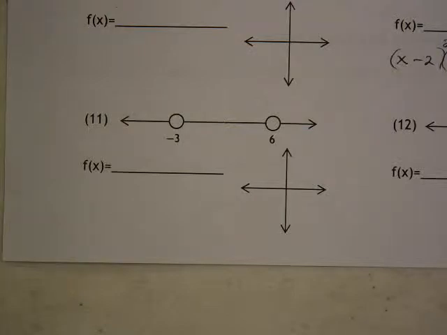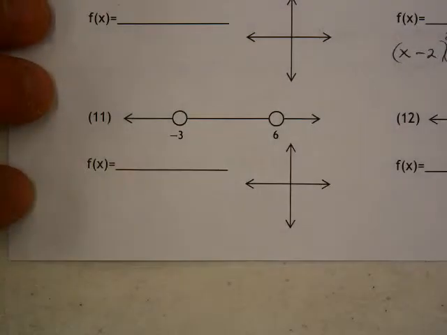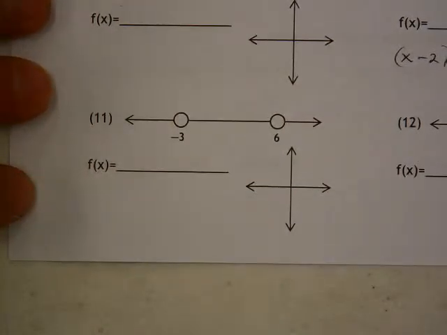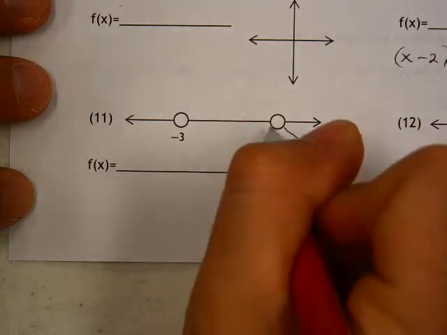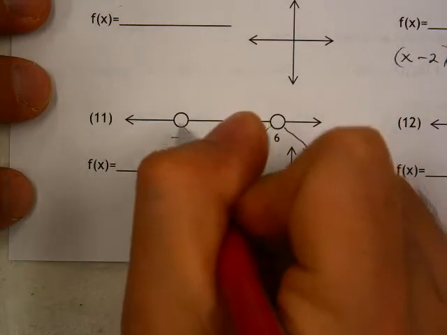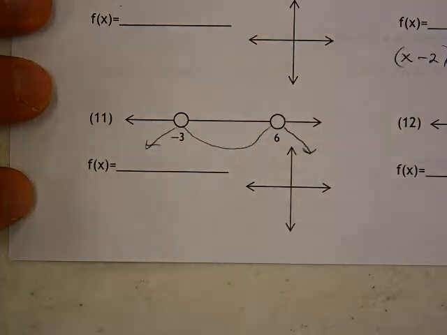Number 11 on 20.4, we're given a number line. We have to get the equation and the graph from the number line. Now it looks kind of weird because you see the number line, there's nothing on it. There's just two numbers. There's no shading, so it's kind of weird. But all that means is that our graph is going down below the number line the entire time.